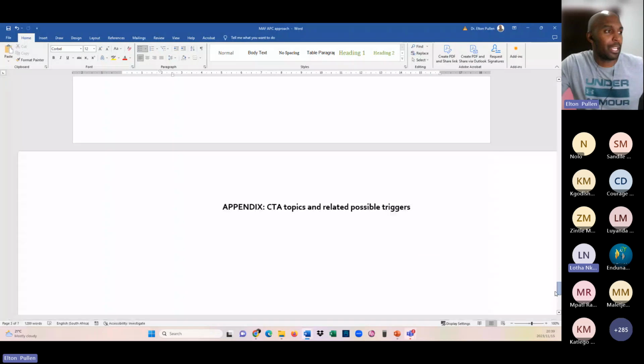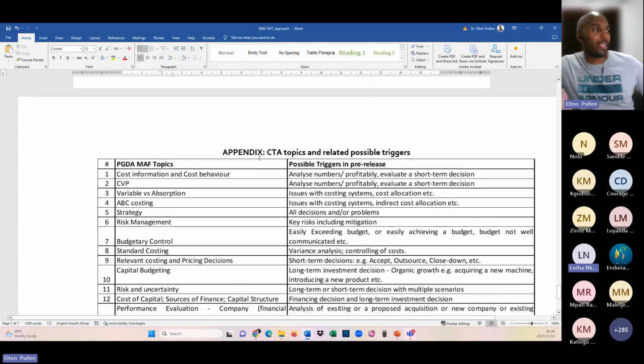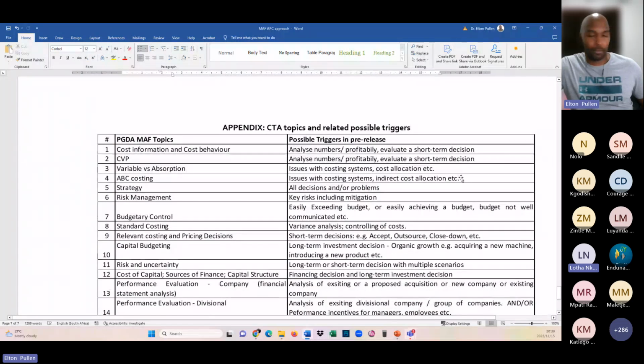So here's an appendix with the entire math syllabus, as I summarized it. On the left we have the math topics, and on the right we have the possible triggers. What we're hoping this will help you with in the pre-release is to go, okay, when I read these docs, it seems like they're talking about analyzing the numbers, or this thing, and then I can link it back to the topic on the reference. Does that make sense to everyone?